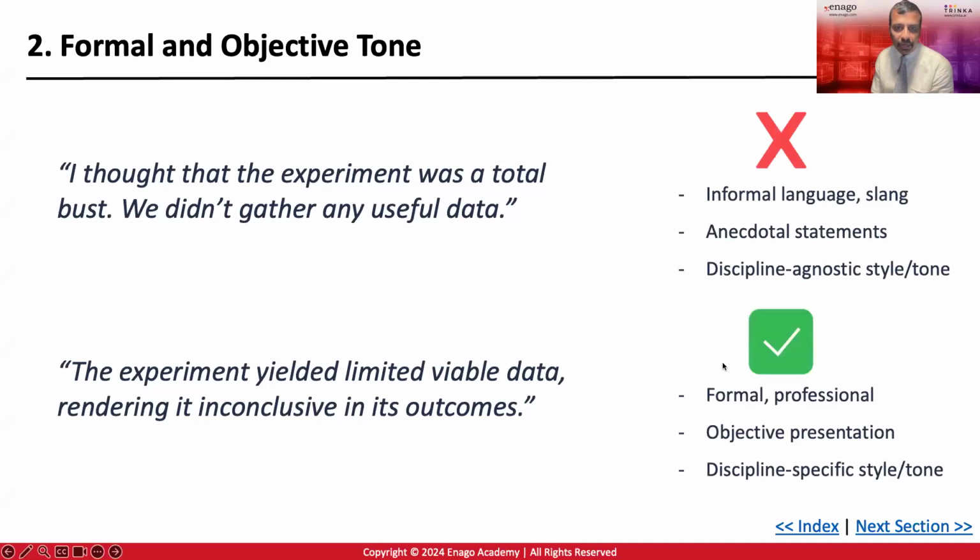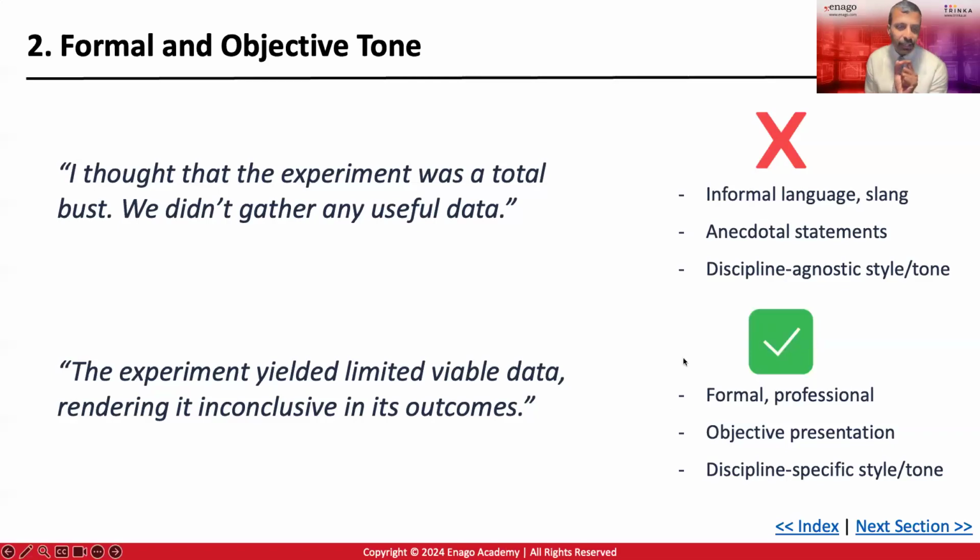So let me go through what I noted. So the first one is informal language and slang. It is an anecdotal statement. Anecdotal means something that is derived out of an individual's experience, and science is based on evidence, mostly. So you are expected to avoid anecdotal statements. And I would even argue that there is less discipline-specific style, or it's a discipline agnostic style and tone. Whereas the latter one is a more formal, more objective, and it is a discipline-specific style and tone.